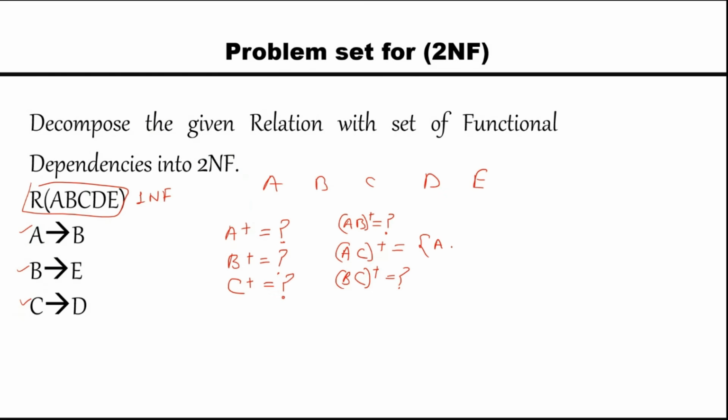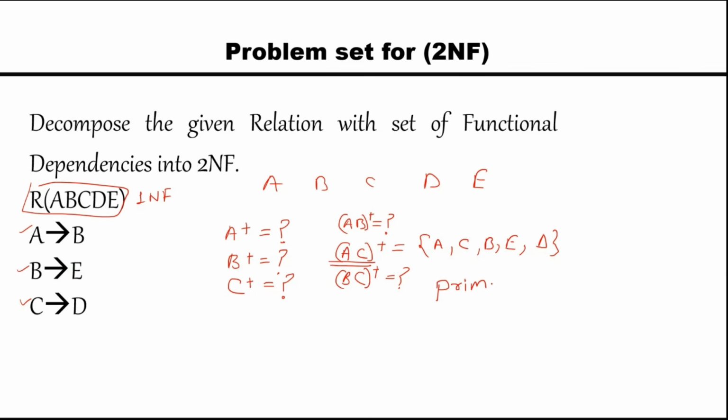So we start with AC, and A is determining B, so I can include B. B is determining E, so I can include E also, and C is determining D. C is already there, so I can write D also here. So we have got one candidate key AC, and this is the only candidate key in this relation. You can go for the other combinations also, and ultimately you will find that AC is a candidate key in this case.